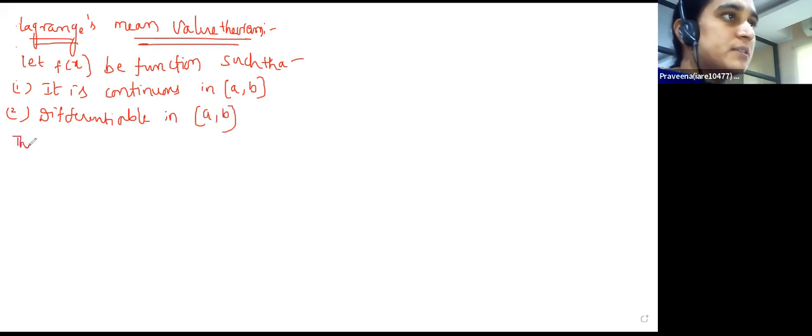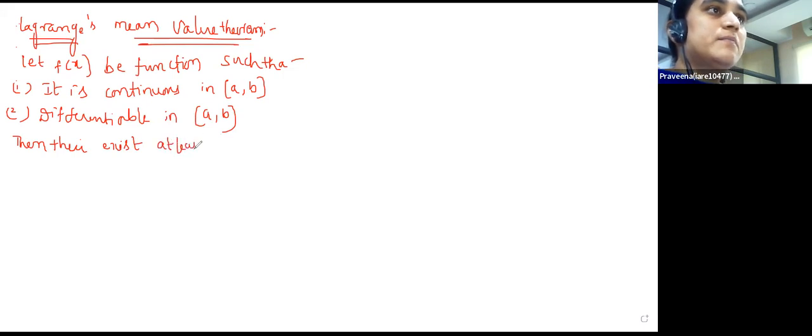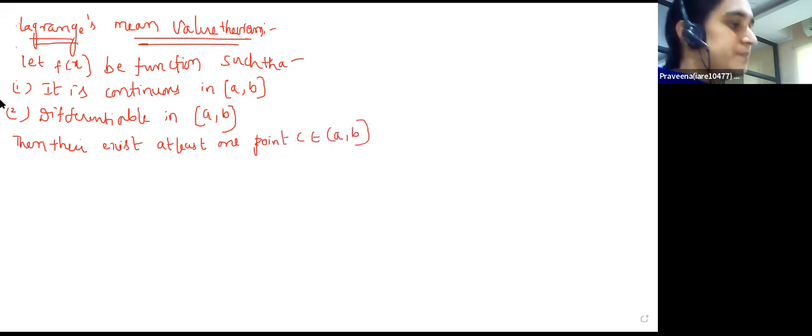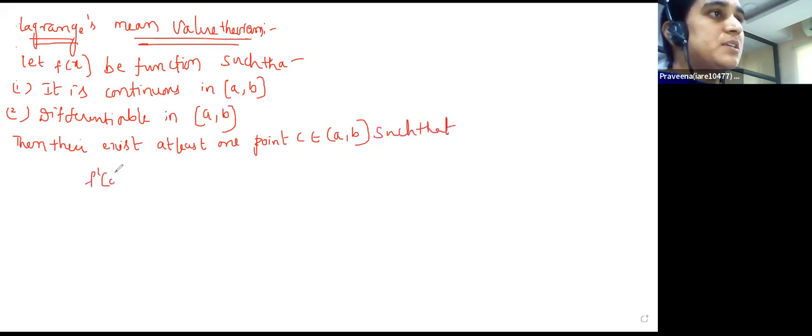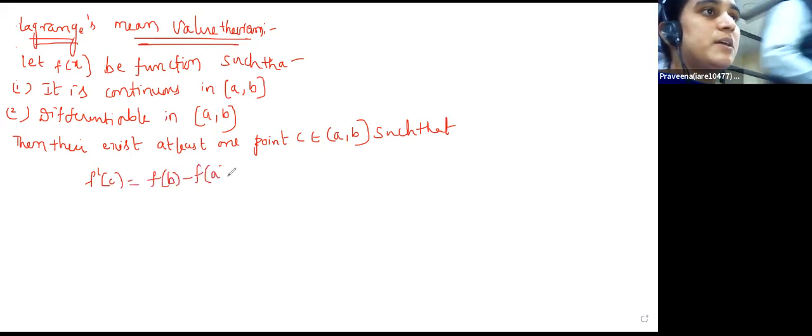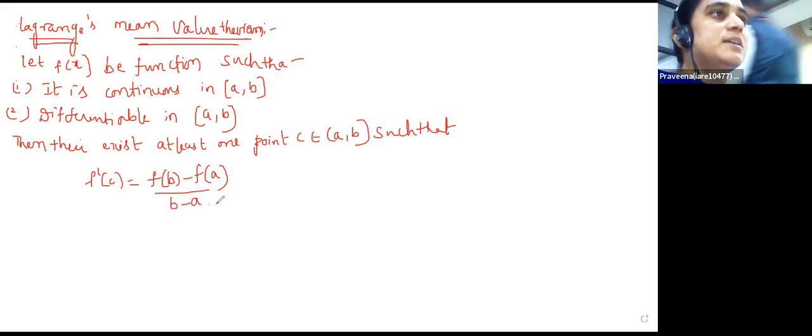Then there exists at least one point C belongs to AB such that f dash of C is equal to f of B minus f of A by B minus A. Okay, this is the statement of the Lagrange's.